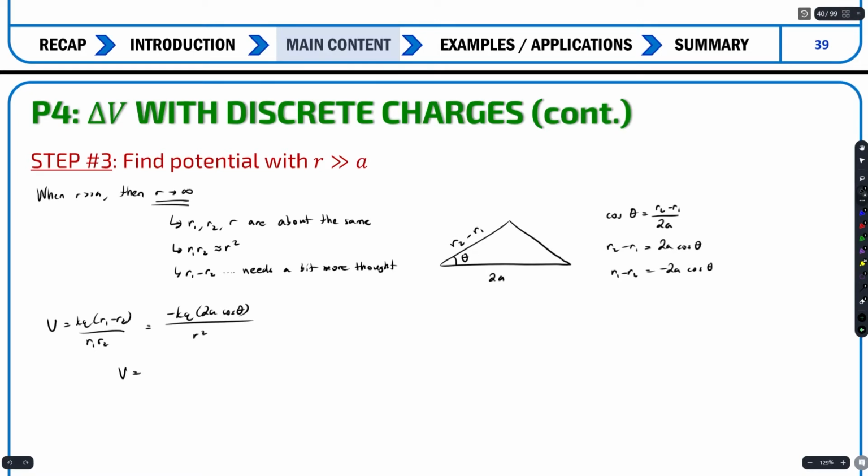And so V is equal to, if this is something that was already given in the notes, not something you have to memorize off the top of your head, you have the dipole moment being equal to 2aq. So we can replace that and end up with minus P k cos theta divided by r squared. And that would be the equation for the potential at point P coming from an electric dipole.